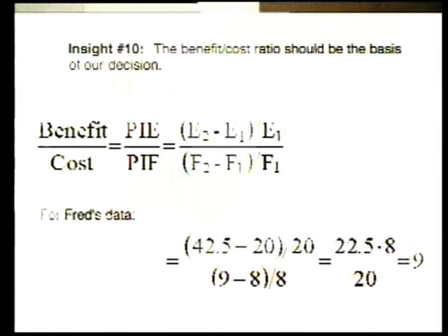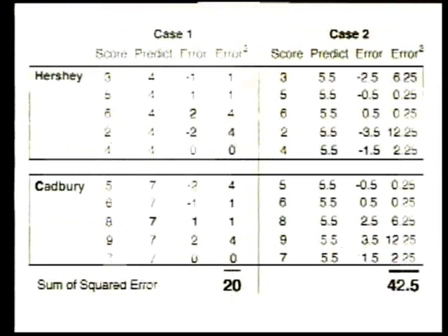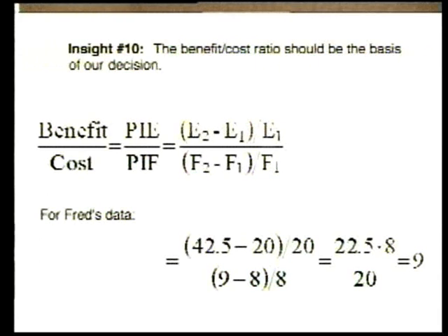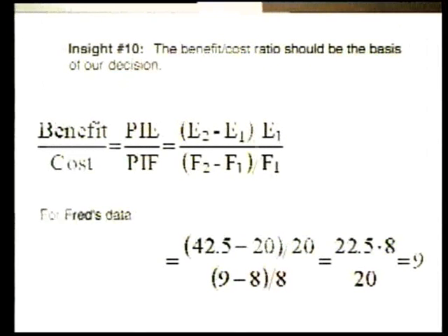So he has 42.5 minus 20. That's the difference in error between case 2 and case 1, divided by the error in case 1, that's 20. And then the proportional increase in freedom is going to be 9 minus 8. So 9 is the freedom score for case 2, and 8 is the freedom score for case 1, divided by 8, the freedom score for case 1. And you work it out, and it comes to 9. And Fred is saying, aha, the benefits of case 1 are 9 times the cost of case 1.